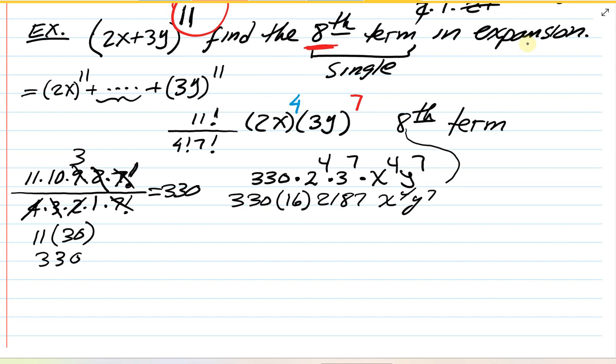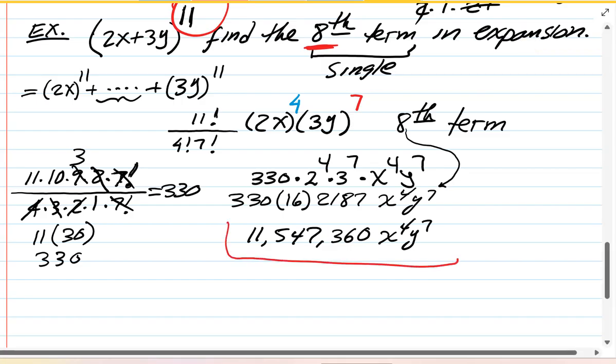And in that 8th term, here's the exponent on y. Let me multiply the numbers: 2187 times 16 times 330. Wow, big number. 11,547,360, x to the 4th, y to the 7th. And there you go. You have this one. See how that works? This is the value of a single term. You can do this for any expansion.